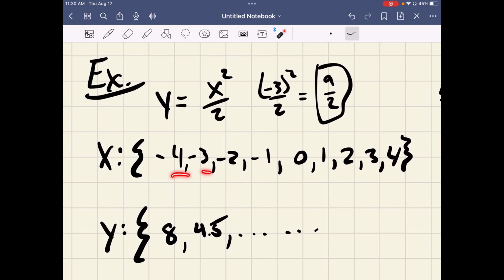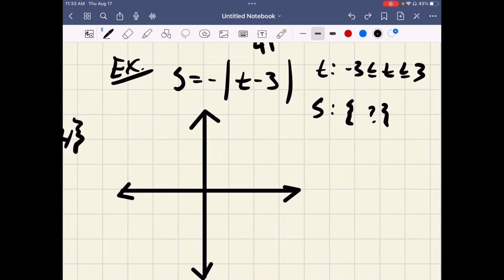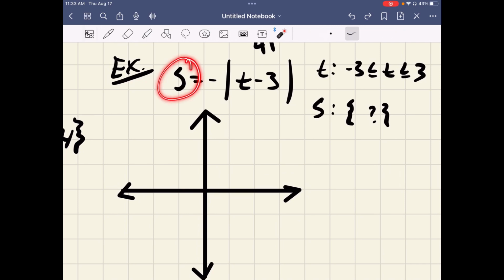So if there are 1, 2, 3, 4, 5, 6, 7, 8, 9, if there are 9 domain values, there's a chance you could have 9 y values. You're not going to have any more than 9, but you could have less than 9, okay? So if I had more than 9, that meant one of these would map to 2 different numbers, which would make that a non-function. But this will be a function because none of these numbers will map to 2 separate numbers, all right?